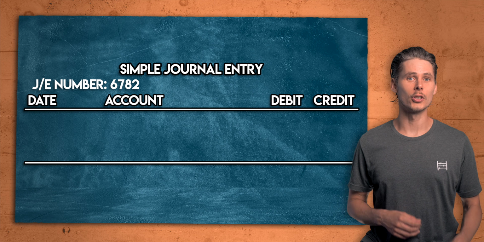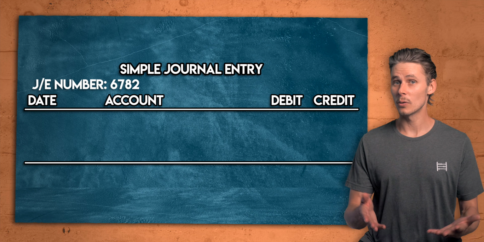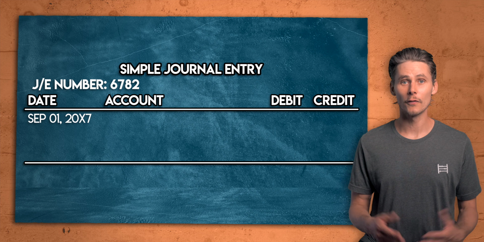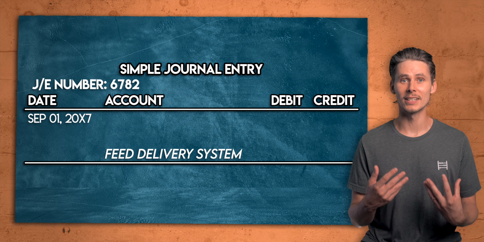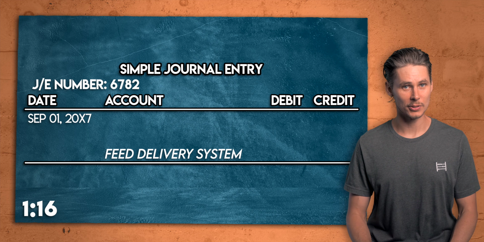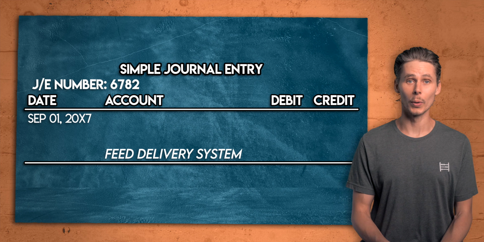We start with a unique journal number to help us identify the transaction. Then we add a posting date which tells us when the transaction took place, followed by a short description which explains the purpose of the journal. Now we need to enter the account names. This is a simple journal entry, so it only involves 2 accounts.